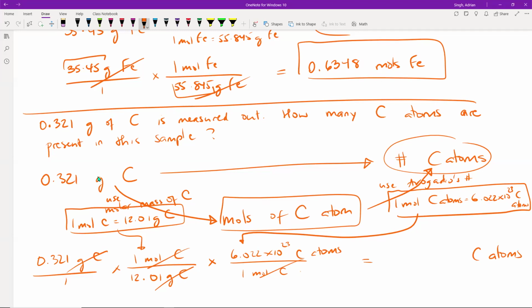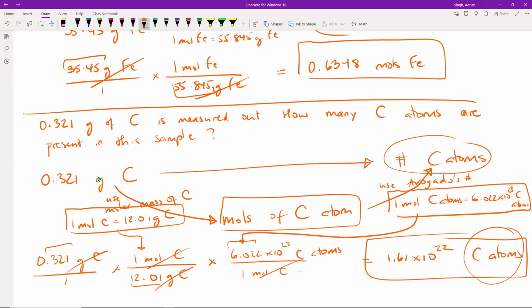So if I enter that in, 0.321, and I divide that by 12.01. Okay, so that's going to give me, let's see here, we have 3 sig figs, 4 sig figs, 4 sig figs. So my final answer should have 3 sig figs, and that was 1.61 times 10 to the 22 carbon atoms. Okay, so the answer makes sense in terms of the unit.